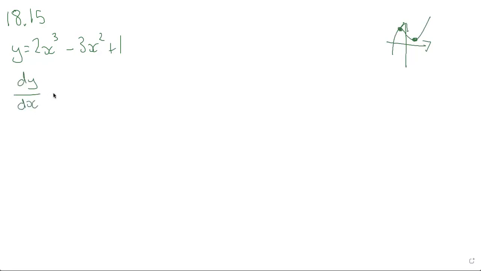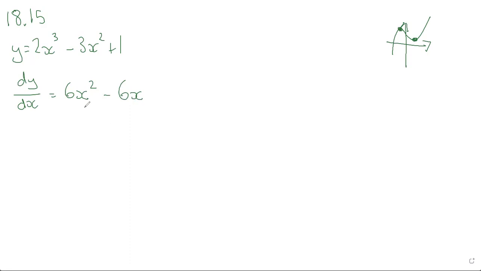I'm going to find the derivative of this. Same as yesterday, bring this down and multiply. 3 times 2 is 6x, and then this loses a power. Same here, 2 times 3 is 6, and then this loses a power, so it's just 1, and then nothing with this because it's got no letter. So this is my differentiated equation.